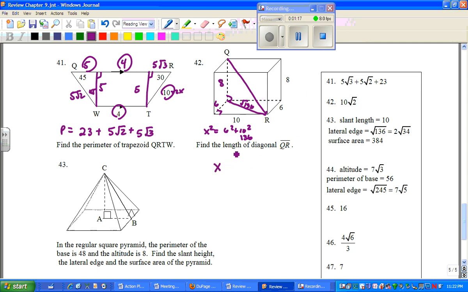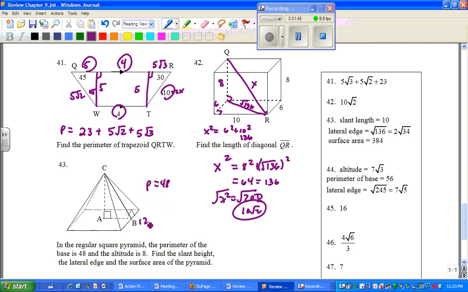And we can say x squared here is equal to 8 squared plus 136 square rooted squared. So we get 64 plus 136 ends up with 200. Square root that, and you get 10 roots of 2 for that answer. Number 43, in a regular square pyramid, the perimeter of the base is 48, so the perimeter of the base is 48. 48 divided by 4 is 12 apiece.